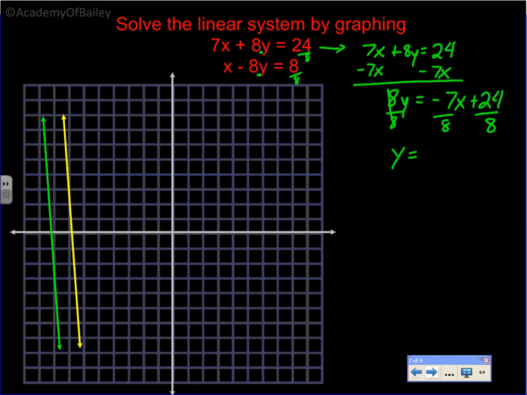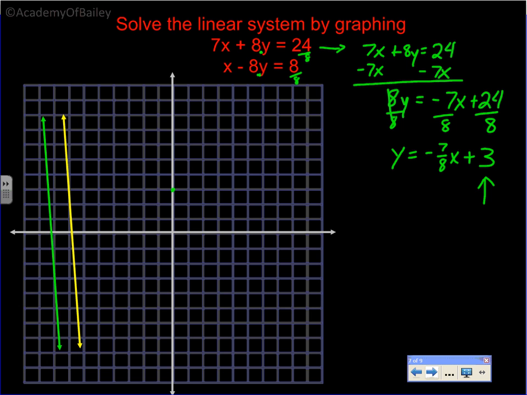So y is equal to negative 7 over 8 x plus, and 24 divided by 8 is 3. And you might say, hey, there's a fraction. I thought you didn't like working with fractions. Well, fractions for a slope is okay. It's easy to work with fractions for a slope because it's just rise over run. But your y-intercept, that's what we need to be the whole number, because we can easily graph that point right there.